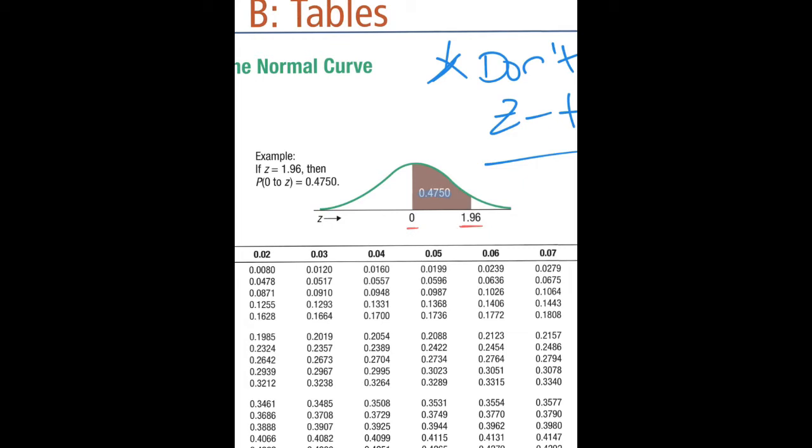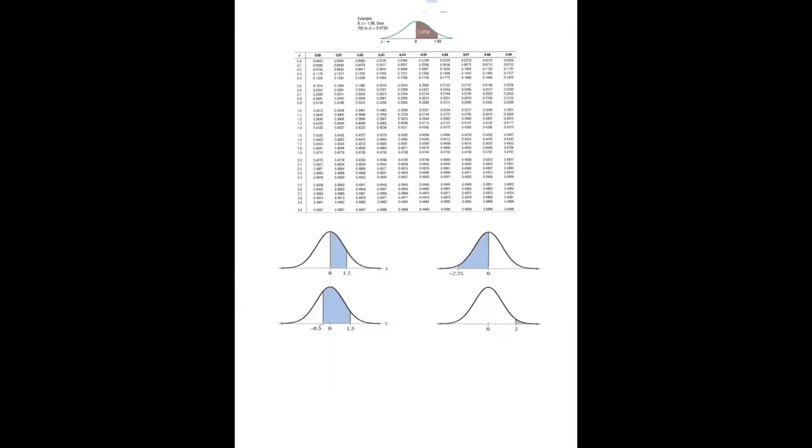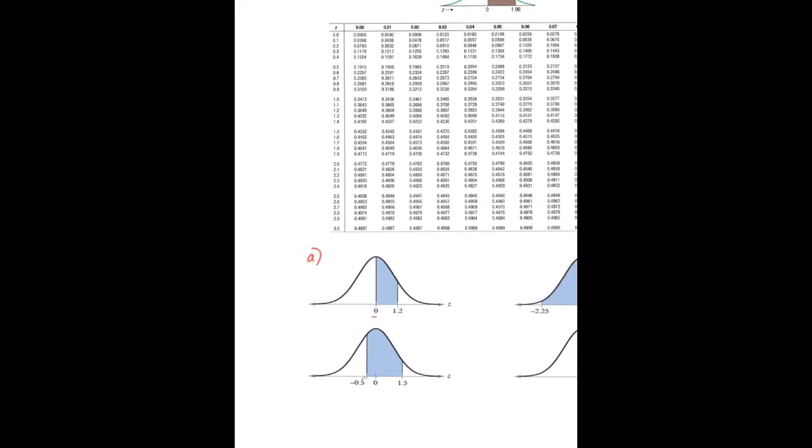Okay, so let's do a few examples and we'll work through a few different renditions of reading this distribution. Let's start with example A. Here we're looking to find the area between 0 and 1.2. So we're looking for that blue shaded region. Now this is basically asking us this question: what is the probability of randomly selecting an object that is between 0 standard deviations from the mean and 1.2 standard deviations from the mean? So what do we do there? Well, first we've observed this number, the 1.2.